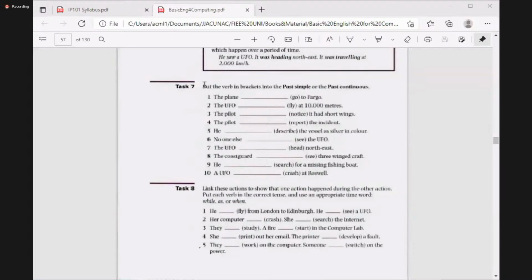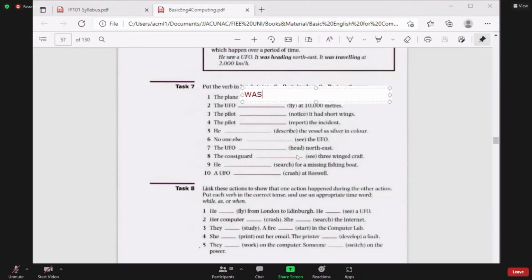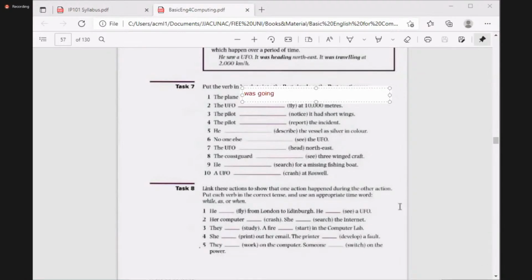When describing a context or what the situation was, we use past progressive. For example, in this case the plane was going to Fargo. I use was because it's one plane only. Okay. So we have was going to Fargo. The UFO, or the unknown flying object, was flying.